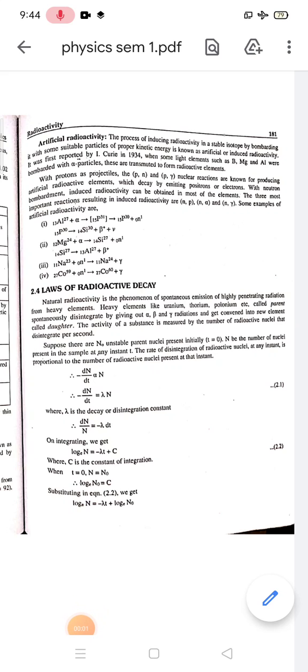Good morning, friends. Today we are going to see the next part of this unit, laws of radioactive decay.